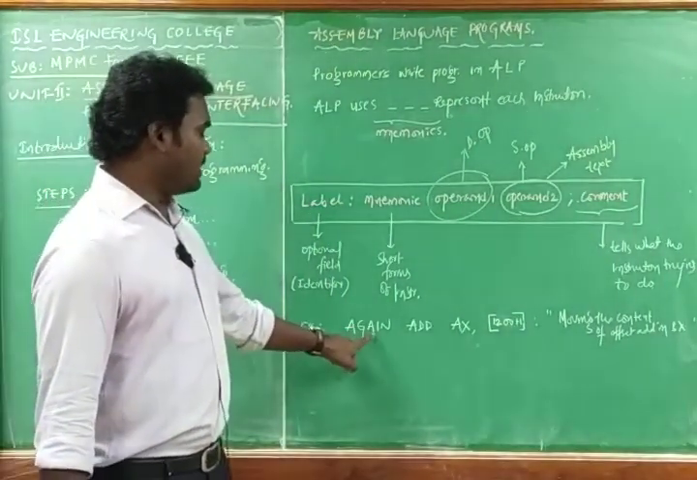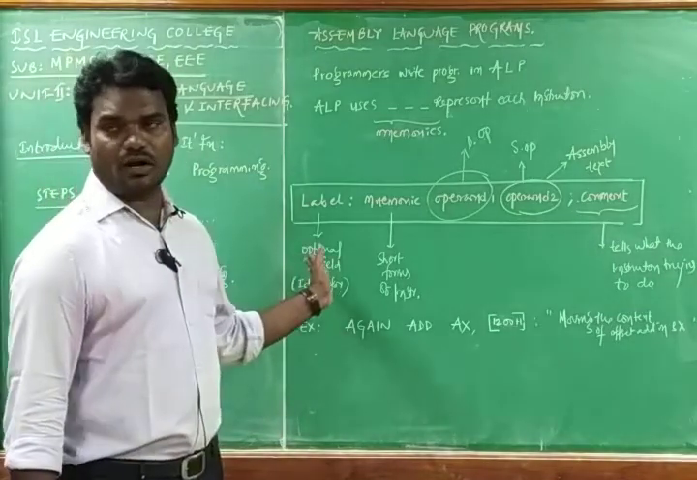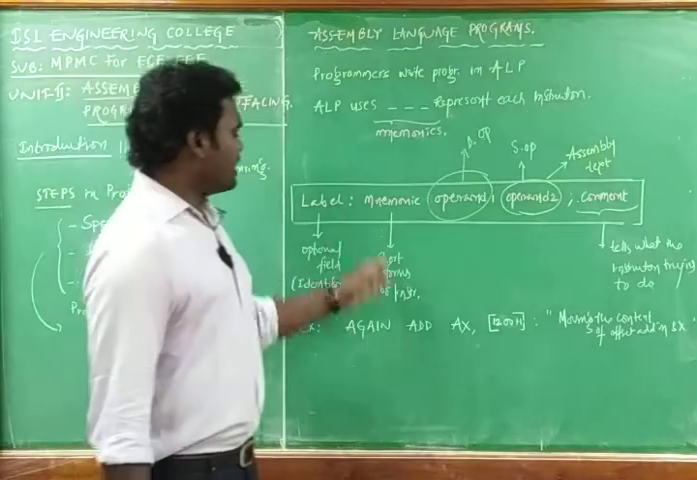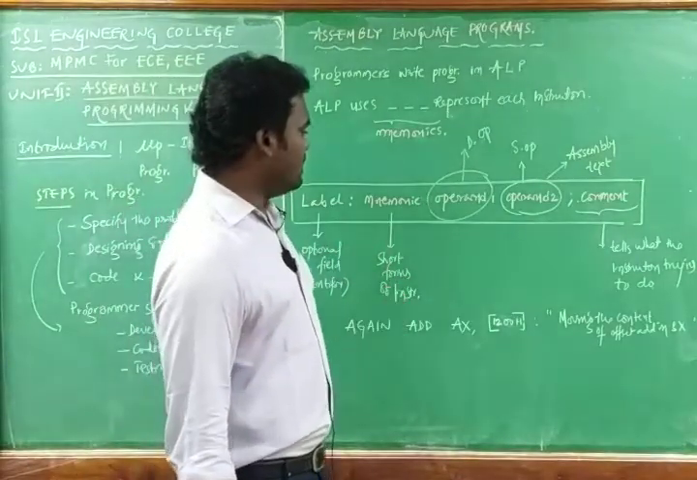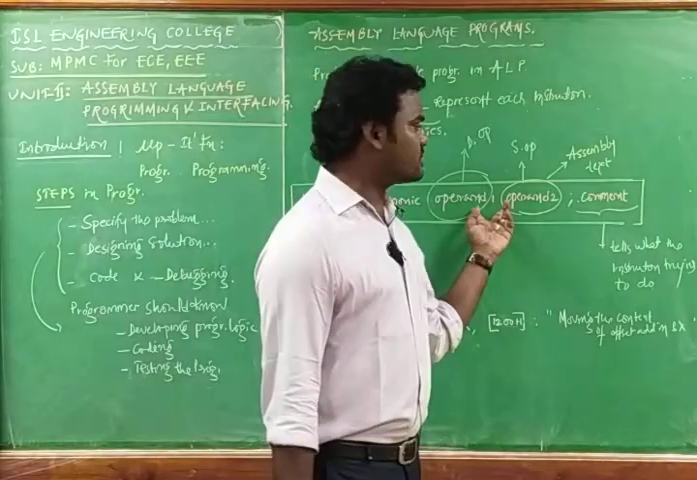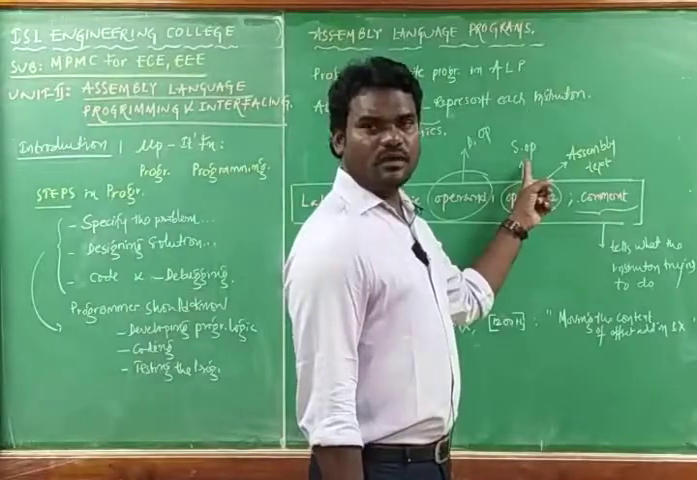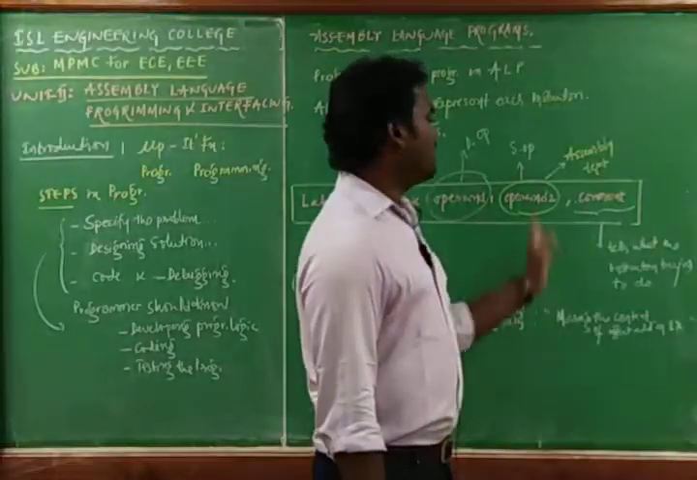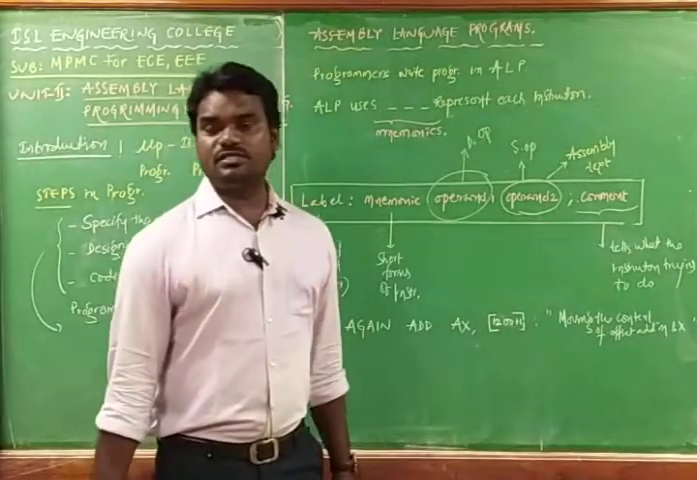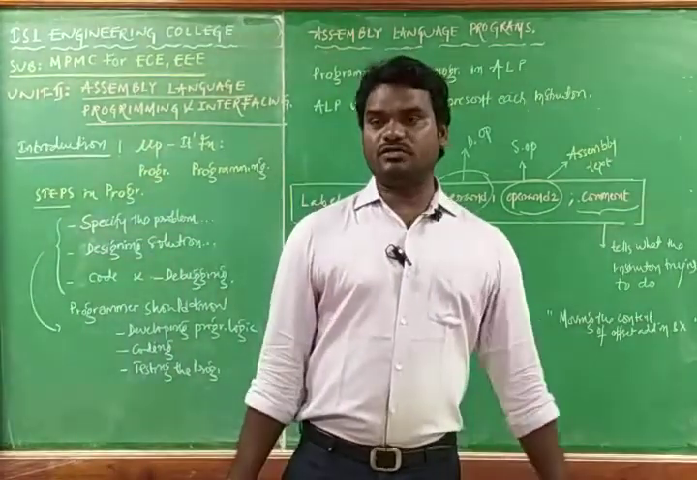Here, the label is an optional field and it is also called an identifier. Mnemonic is the short form of the instruction. And for operands, there are 2 operands, as we have discussed in the addressing modes of the 8086 microprocessor: source operand and destination operand. The last one is a comment, which tells what exactly the instruction is trying to do.